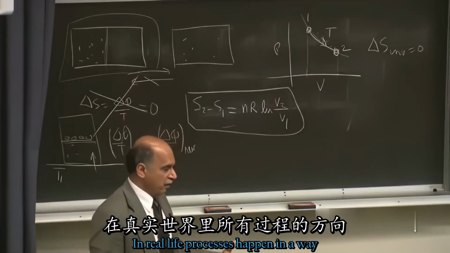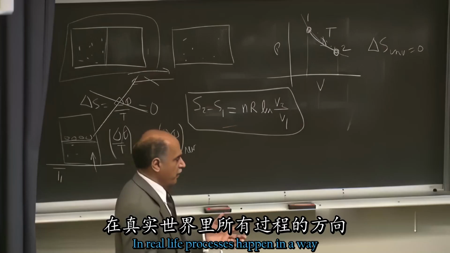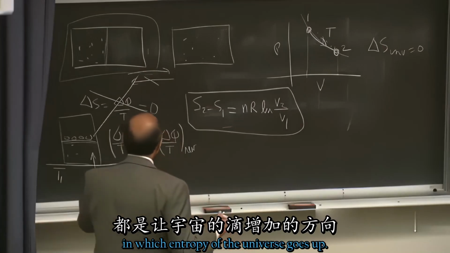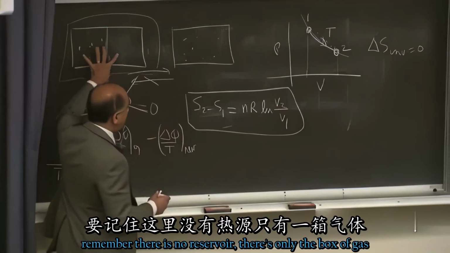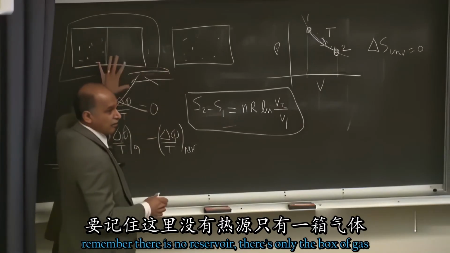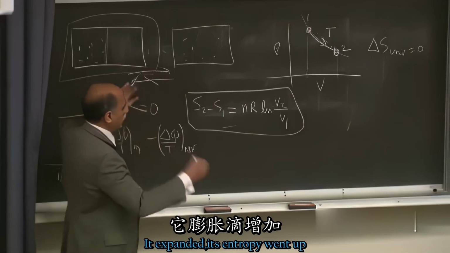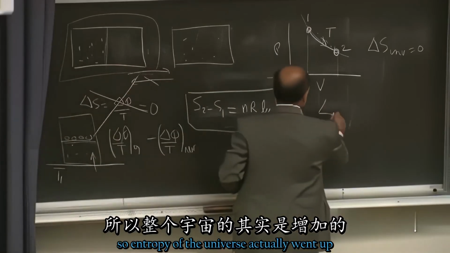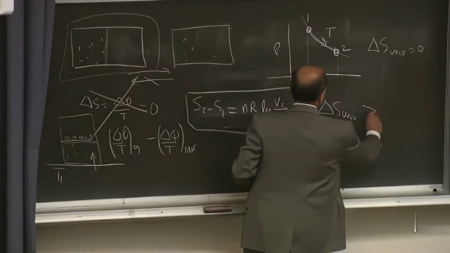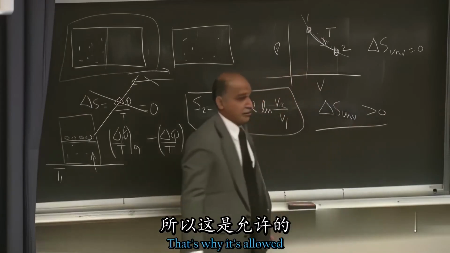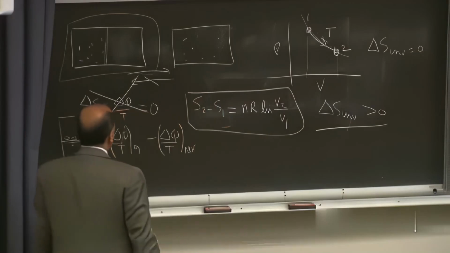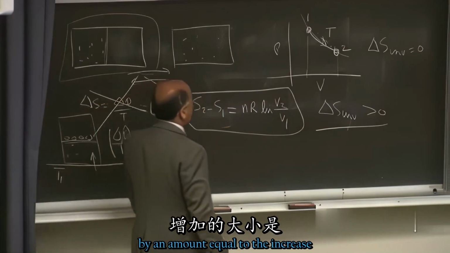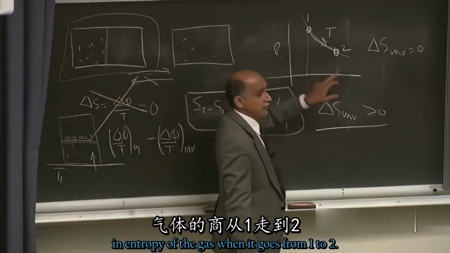In real life, processes happen in a way in which the entropy of the universe goes up. Take this box. In the real experiment, remember there was no reservoir. It was only the box of gas. It expanded, its entropy went up, so the entropy of the universe actually went up. That's why it's allowed. The entropy of the universe went up by an amount equal to the increase in entropy of the gas when it goes from 1 to 2.